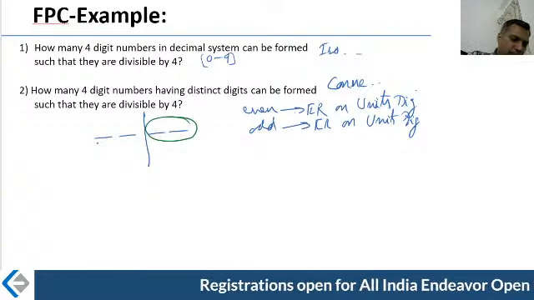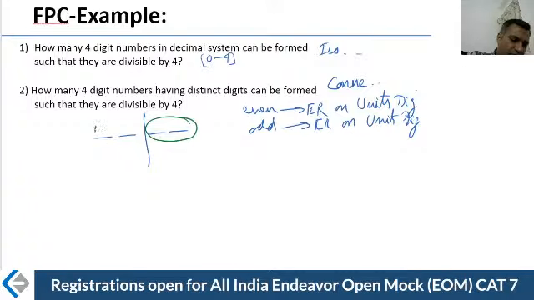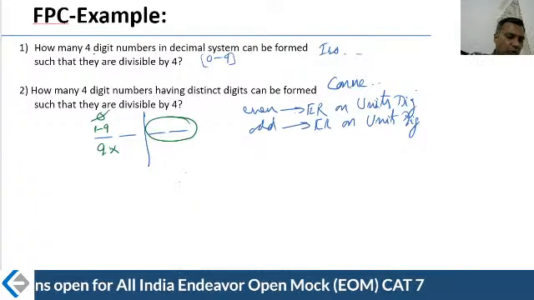Isolation. So you may say that, hey, what about this place? This place can be filled with anything from 1 to 9, in 9 ways. Anything from 1 to 9 except 0, because you can't write a 0, because I'm looking for a 4-digit number here.